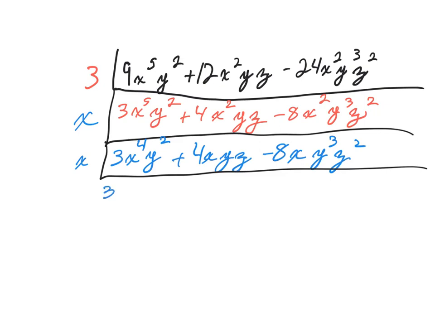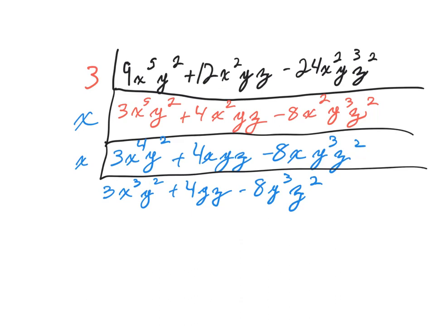So again, bring down my 3. I had 4 x's. I'm going to take out 1, so I'm going to have 3 x's left. Bring down my y squared plus 4. I had 1x, but I took an x out, so I don't have any x's left. So I've got y, z, minus 8. Again, I've got 1x, and I took an x out, so I don't have any x's left. So it's going to be y to the 3rd, z squared.